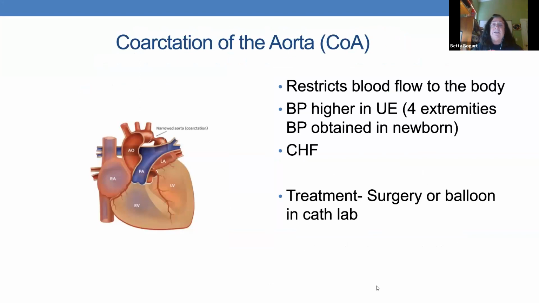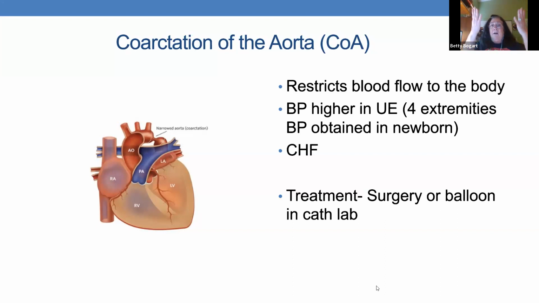Now, a coarctation, I call a kink in the garden hose. You've got that blood vessel coming off the left ventricle up to the aorta, right? Big old aorta going and supplying the whole body. Well, there's a kink in it. It restricts the blood flow going to the lower extremities. So you'll have decreased pulses in the lower extremities, okay?